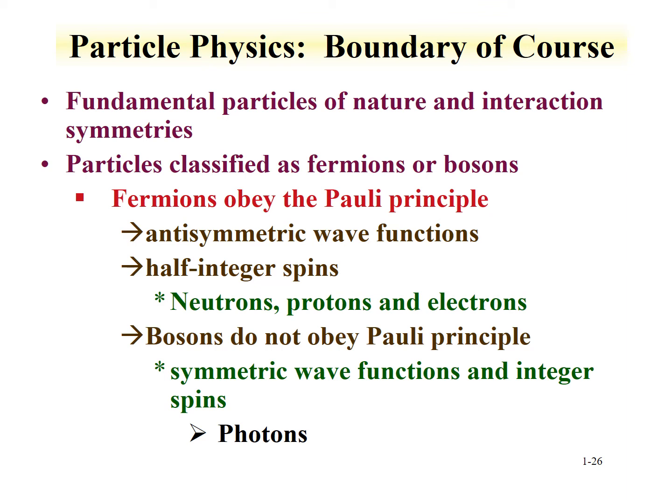Bosons do not obey the Pauli principle. They have symmetric wave functions and integer spins. So for instance, photons. We're going to utilize some of these properties in discussing transitions. As you can imagine, neutrons, protons, electrons, they're all involved in decays, and photons are involved in gamma decay.